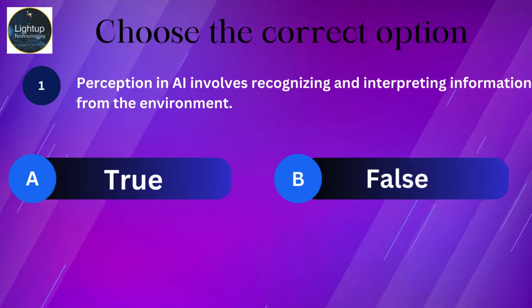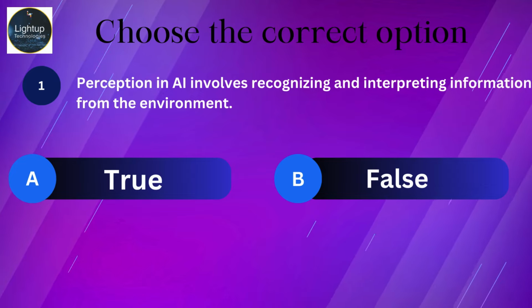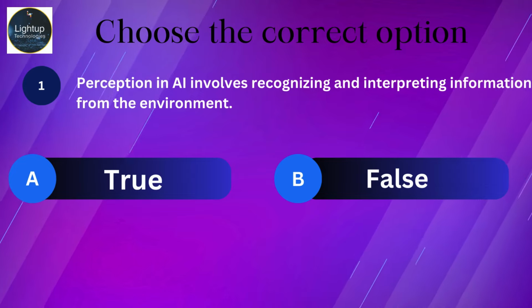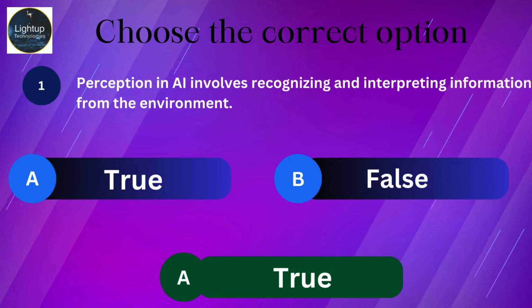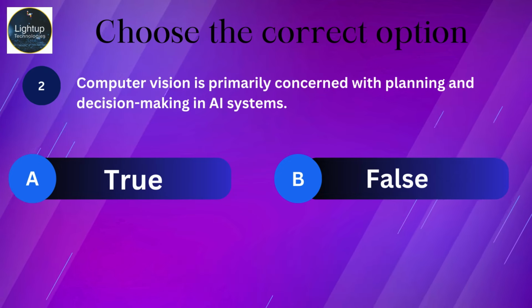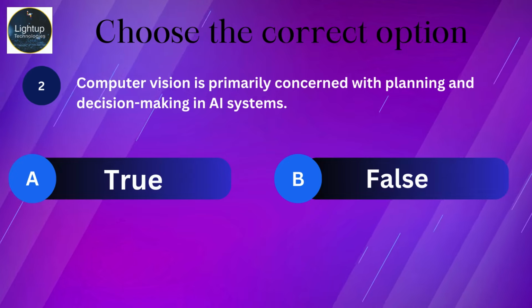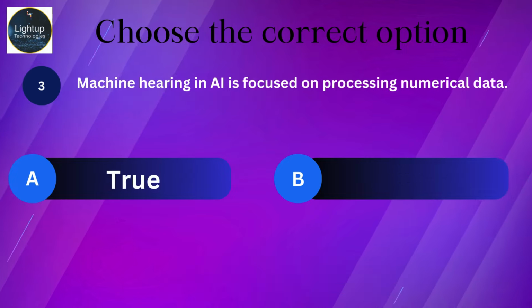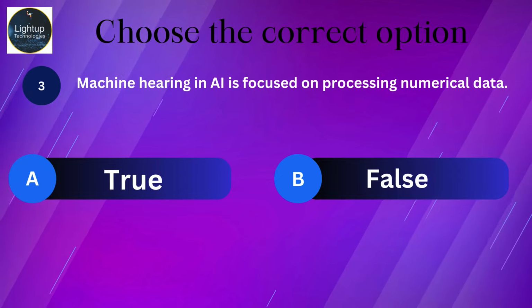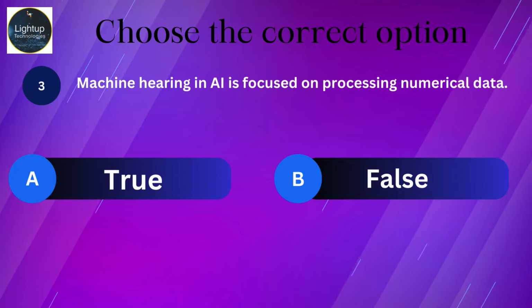Perception in AI involves recognizing and interpreting information from the environment. Computer vision is primarily concerned with planning and decision-making in AI systems. Machine learning in AI is focused on processing numerical data.